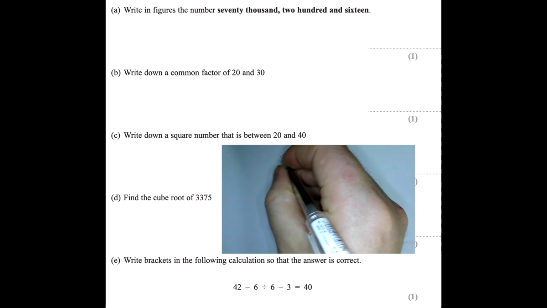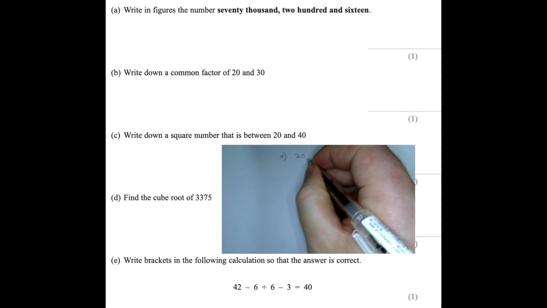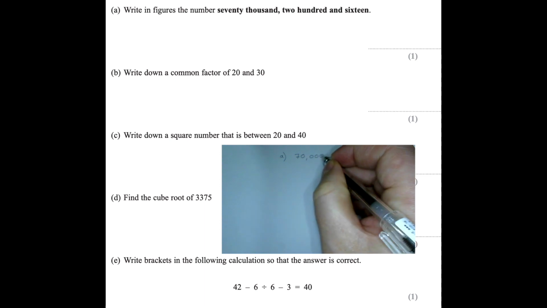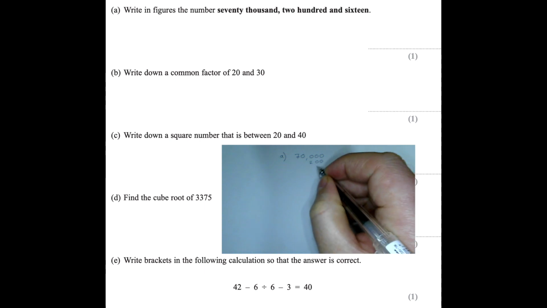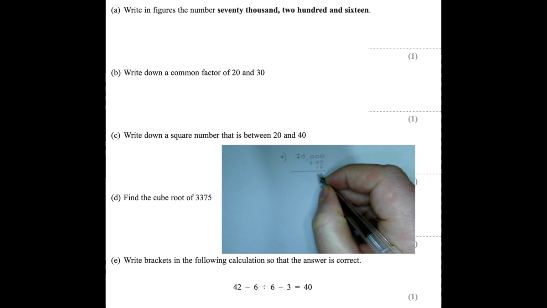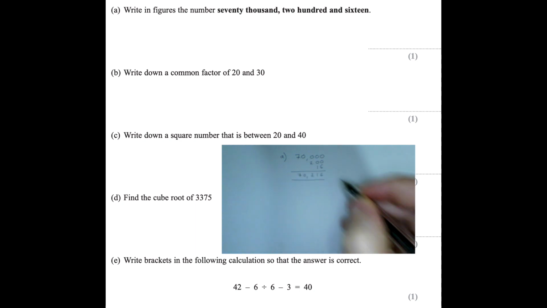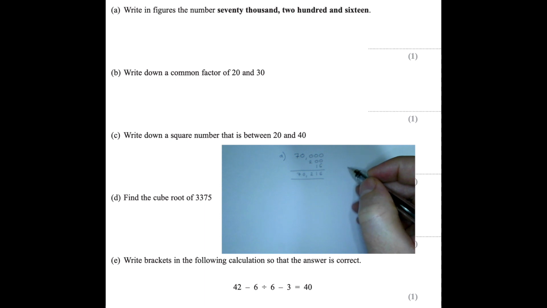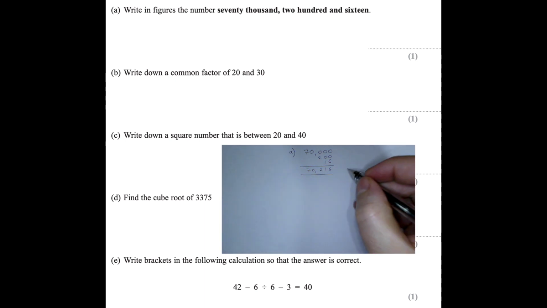Now for this first one, I'd actually write down each part in turn, add them all up. So I'm going to write 70,000, and then I'm going to write 200, and I'm going to write down 16. Now I've written, you can see in the columns, it's very important. The units column is 6, tens column 1, hundreds column is 2, and in the 10,000 columns it's 7. So it's 70,216.